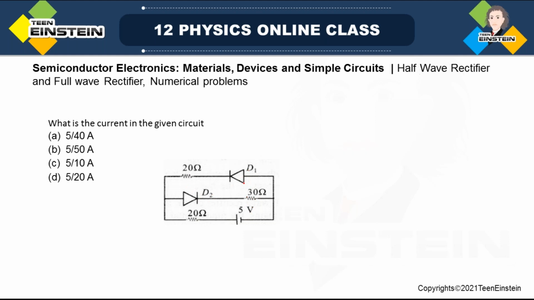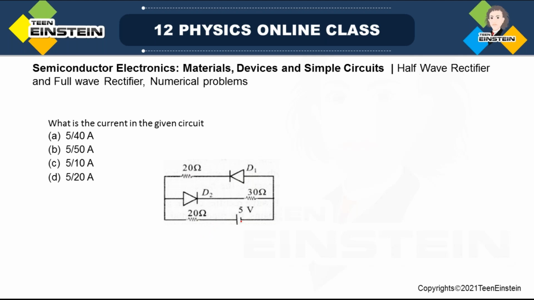So there is no voltage across the junction given. Therefore, I'll take that the diodes are ideal diodes. That means if the diode is forward biased, then only current will flow, and if the diode is reverse biased, then there will be no flow.